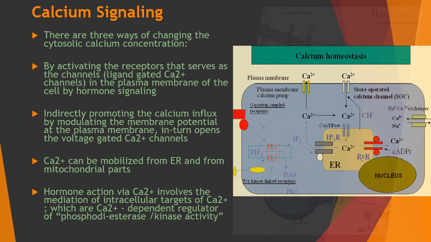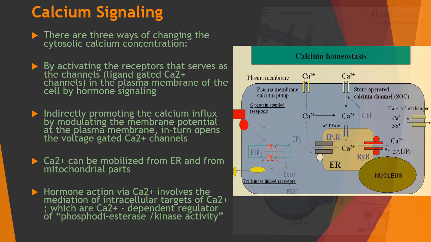Second is by indirectly promoting calcium influx by modulating the membrane potential of the plasma membrane, which in turn will cause the voltage gated channels to open up, which we just covered in the previous slide. So by these two things, either by direct activation by the hormone or by indirectly changing the voltage of the plasma membrane, both will move extracellular calcium into the cytosol and cause a transient increase in the calcium concentration.